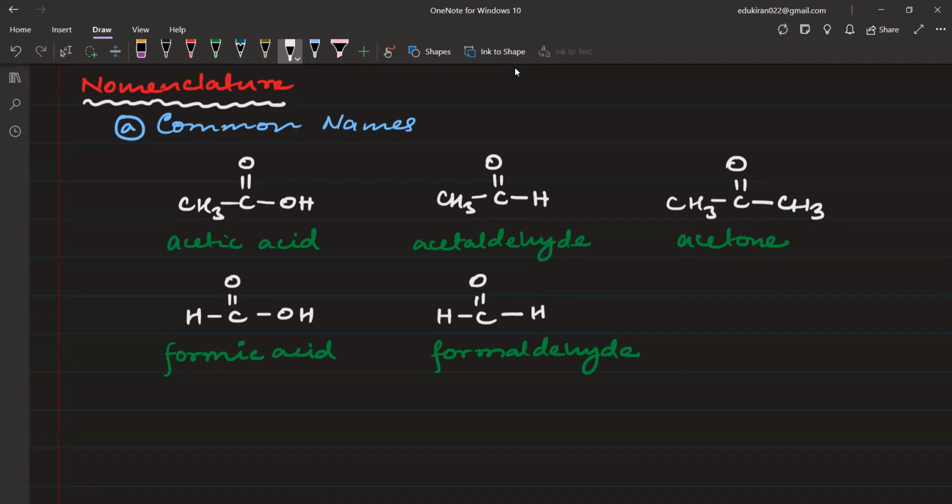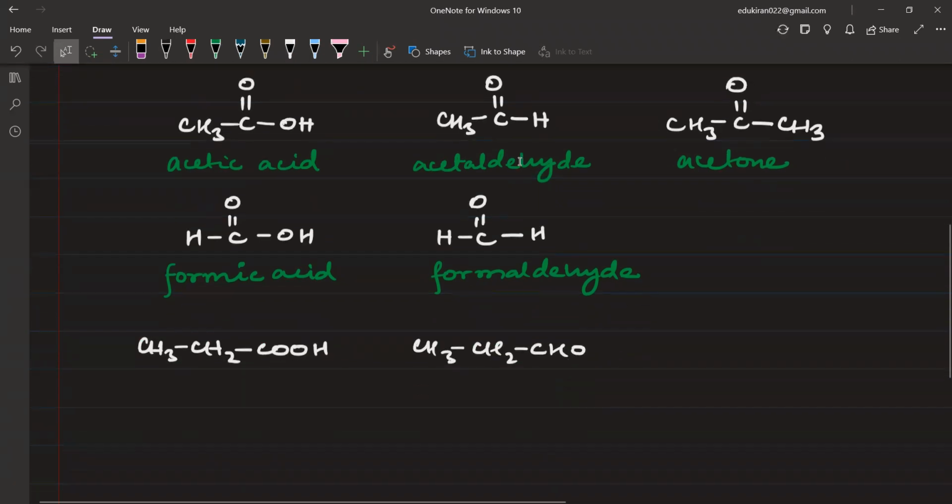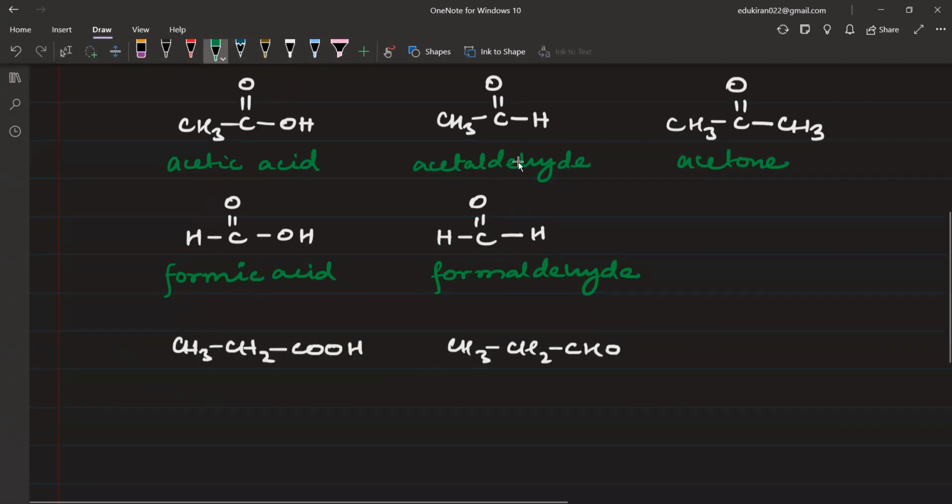Then we have one which is known as propionic acid, which is CH3, CH2, COOH. Now the corresponding aldehyde is going to be CH3, CH2, CHO. We don't have to remember the corresponding ketone. The only ketone that you have to remember is acetone. And when I say you have to remember, you have to remember. This is propionic acid. This is propionaldehyde.